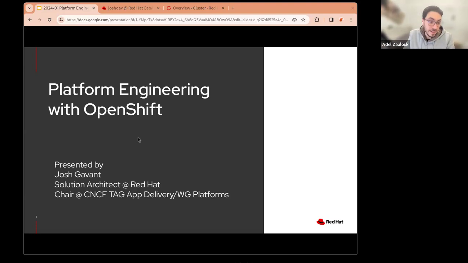With that said, today we have an interesting topic. It has been a buzzword for quite some time: platform engineering, and we have someone who has quite the experience in the upstream community. So I'd like to hand over to Josh. Gavant, can you introduce yourself and walk us through the realm of platform engineering with OpenShift?